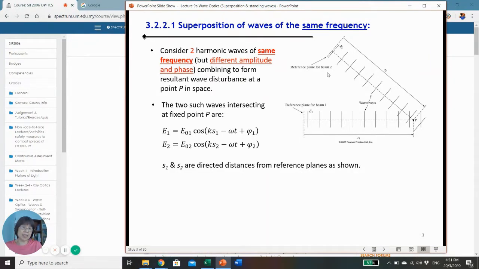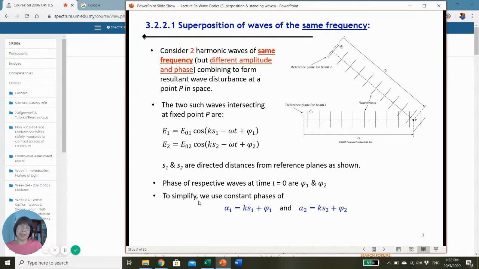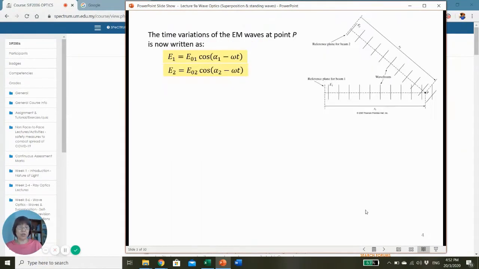You can see this space here and this space here are of different width. So the initial phase for wave 1 and wave 2 will not be the same. S1 and S2 would be the directed distances from the reference plane to the point where they interact. To simplify, we will use a constant phase, that is, we will group ks1 and psi1 and represent that with alpha 1, and ks2 and psi2 with alpha 2. And now we can rewrite that in these two expressions here.